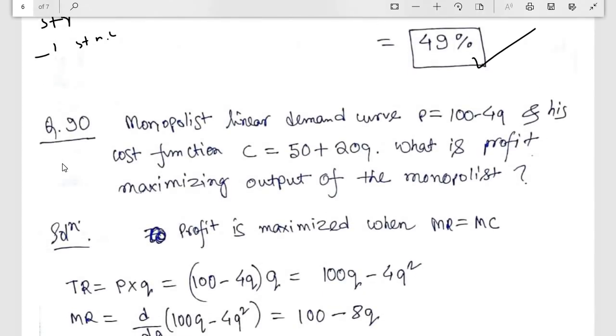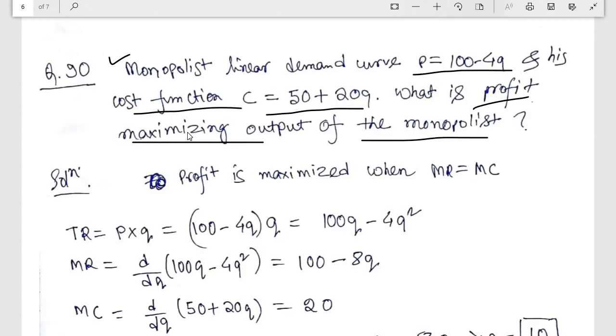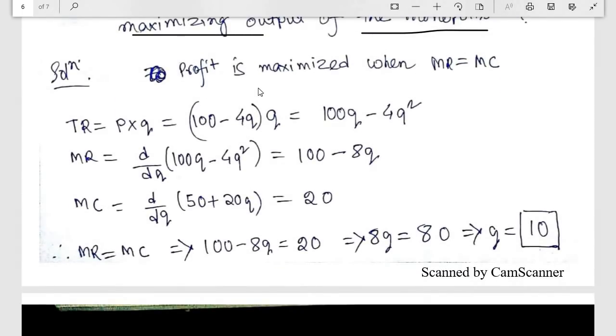Now let's look at the next question, question number 90. It is very simple, I think. A monopolist's linear demand curve is given as P is equal to 100 minus 4Q, and the cost function is given as C is equal to 50 plus 20Q. We have to find out the profit maximizing output for the monopolist. We know that profit will be maximized when MR is equal to MC. This is the equilibrium condition.